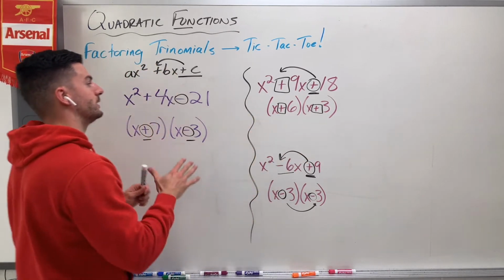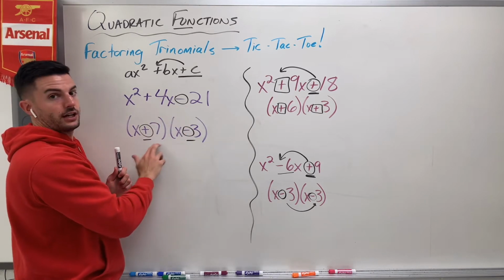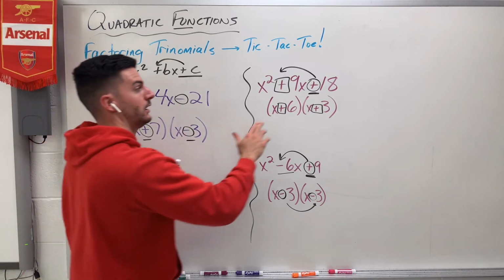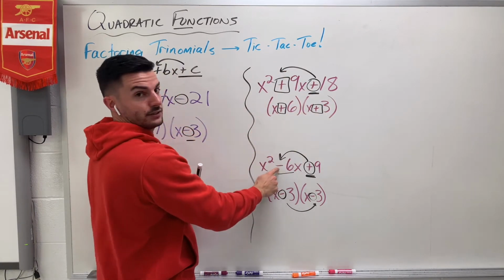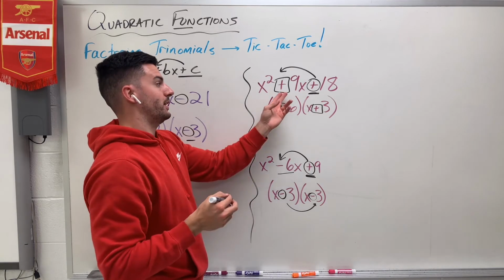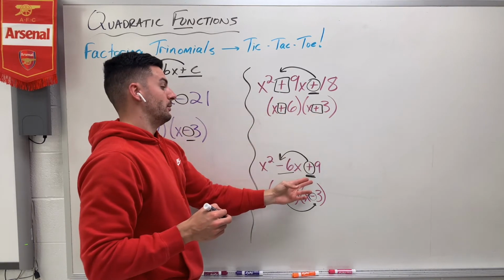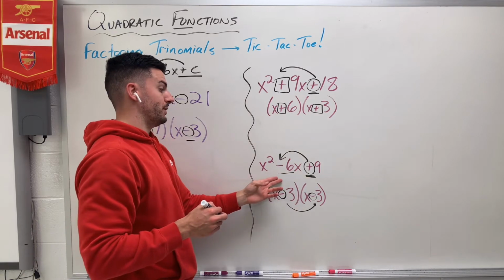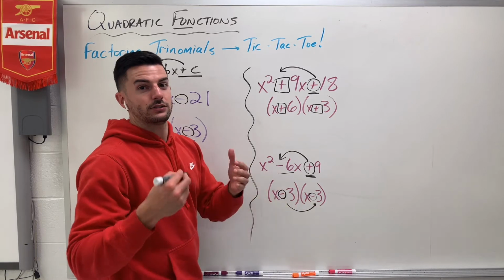Okay, again, just summarizing. If the C sign's a minus, it's going to be two different signs. One's a plus, one's a minus. If the C sign is a plus, then you look back at your B sign. If that's also a plus, then both signs are going to be pluses in your two groups. But if your C sign's a positive and then the B is a negative, then they're both minuses in here. Okay. So that can be a lot to keep track of.